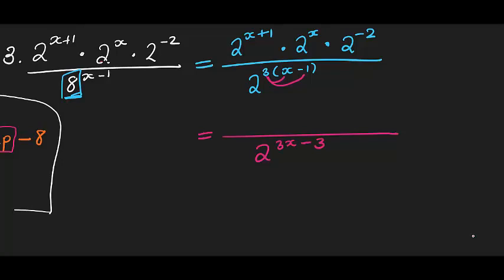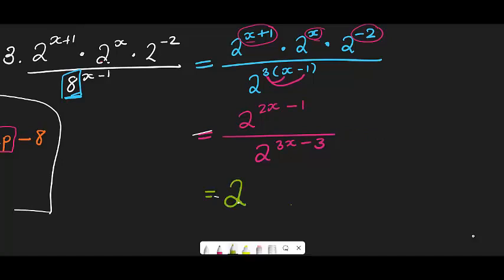On the numerator, I can do something quite similar, and I can say, instead of multiplying them out, because I have the base of 2, I can now add these together, because if I have the same base, I add the exponents. So x plus x gives me 2x, and 1 minus 2 gives me negative 1. So now I've got a simplified fraction with the same base and different exponents.